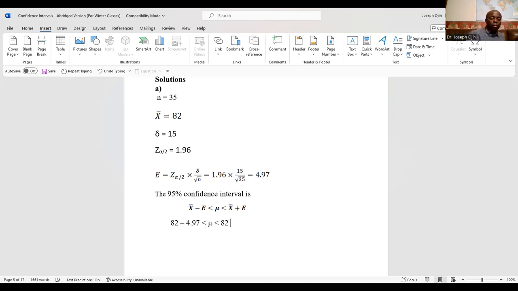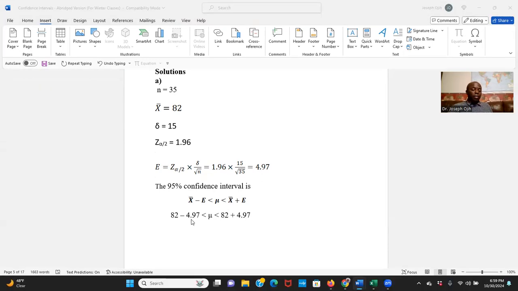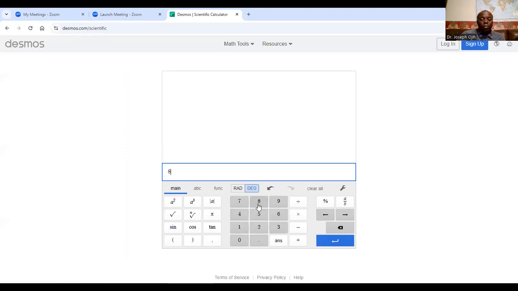82 plus error, which is 4.97. So I'm going to write this down. 82 minus 4.97. Going back to the calculator. 82 minus 4.97 is 77.03.